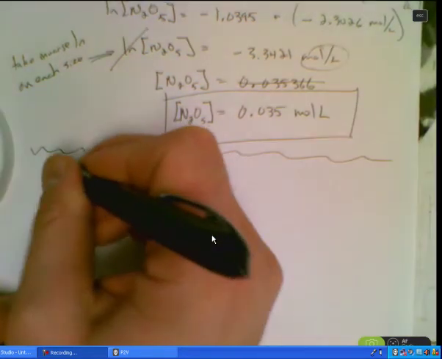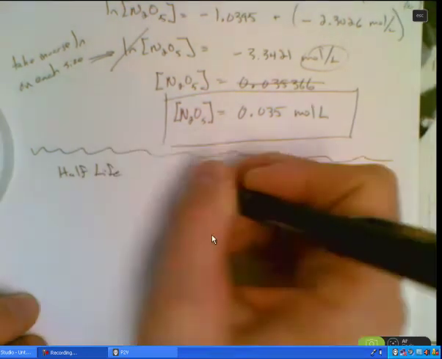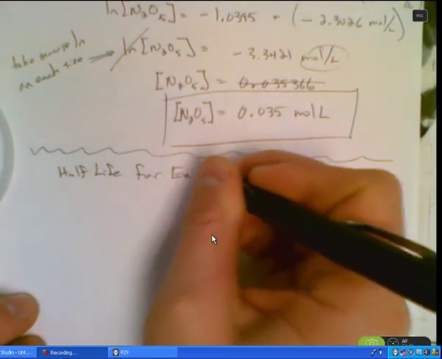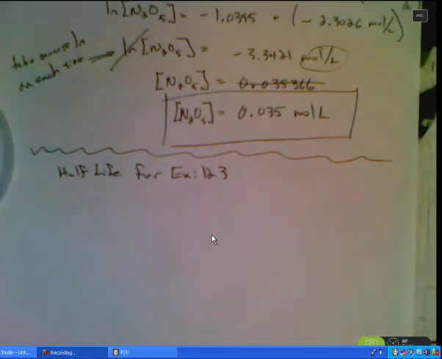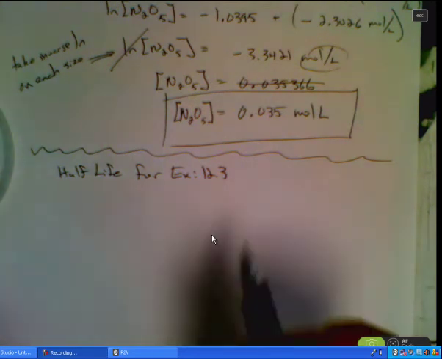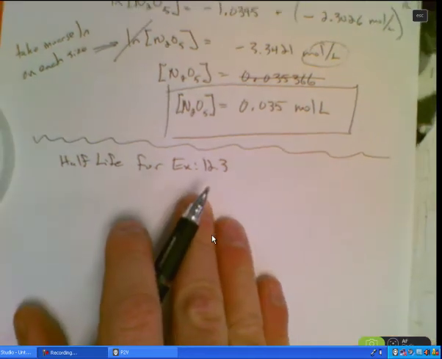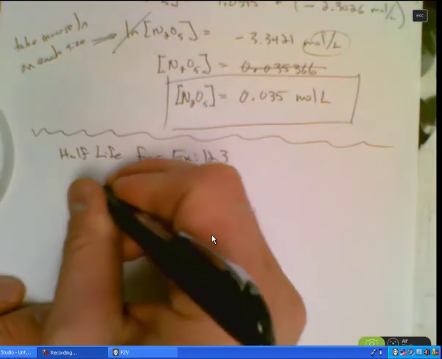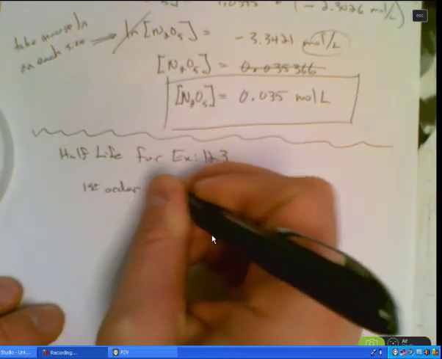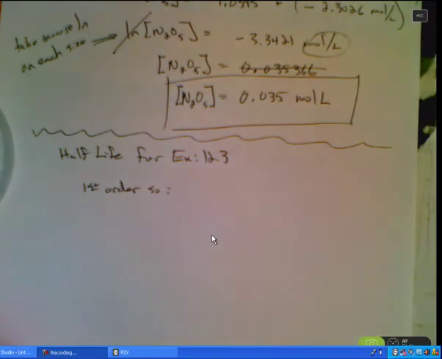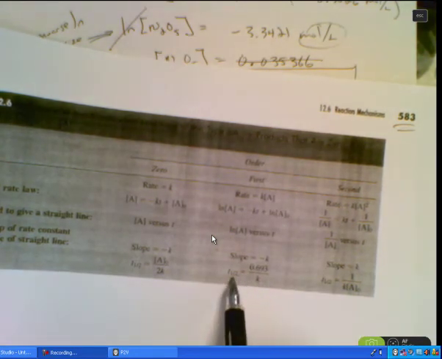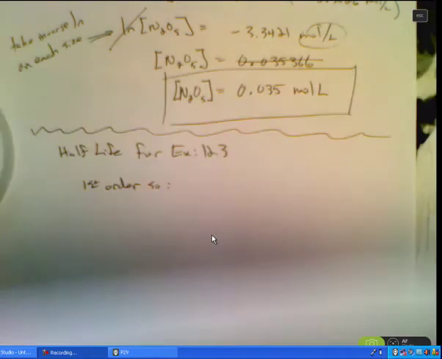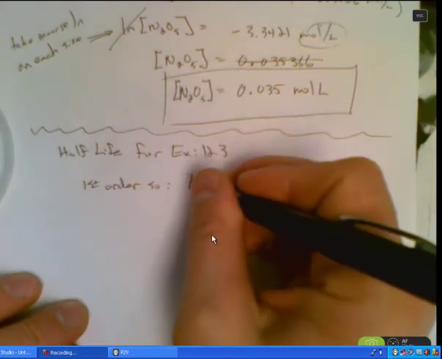Okay? So I'm going to deal with half-life for exercise 12.3. The problem doesn't actually ask about half-life, so this is being added for our own good. This is a first order reaction. So what is the equation for first order? Look back to page 583. This is a photocopy again. For a first order reaction, half-life is T sub 1 half equals 0.693 over K. So write that equation down.